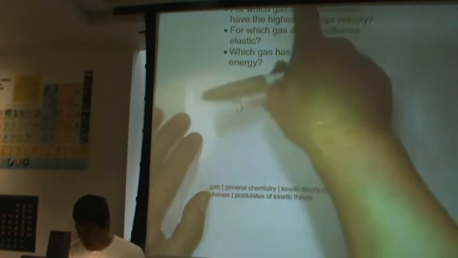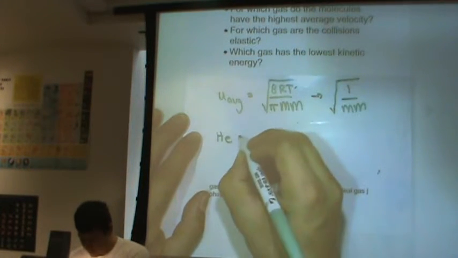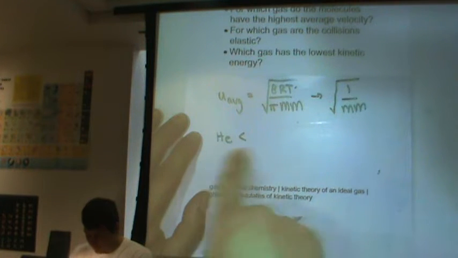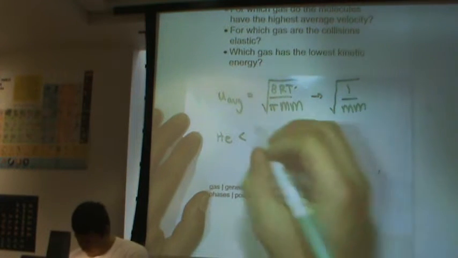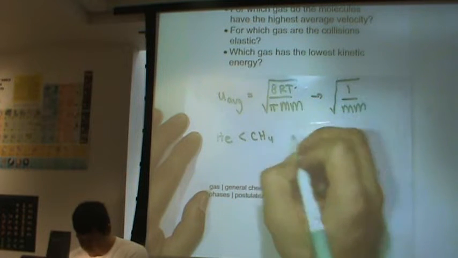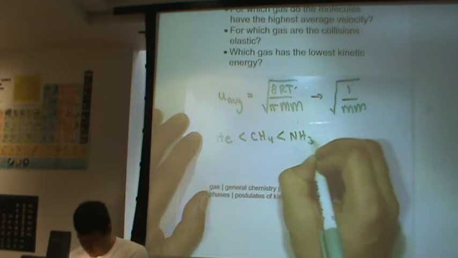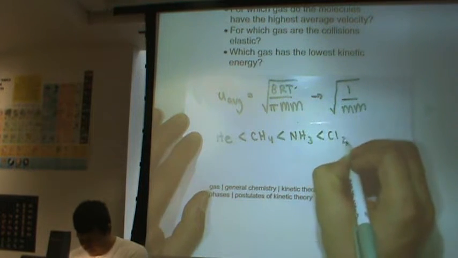The molecular mass for helium is 4, so that's definitely going to be our lowest. I'm arranging from lowest molecular mass to highest molecular mass. The next gas on the list is going to be methane. After that, we have ammonia, and finally we have chlorine gas.